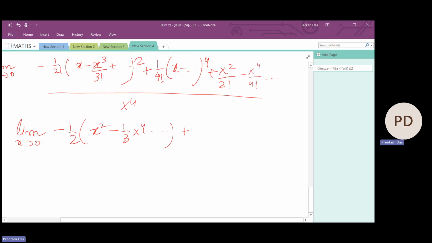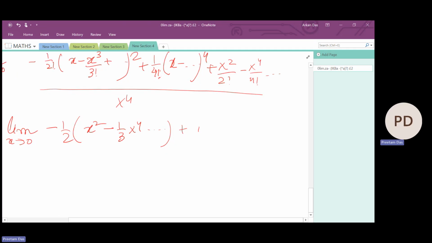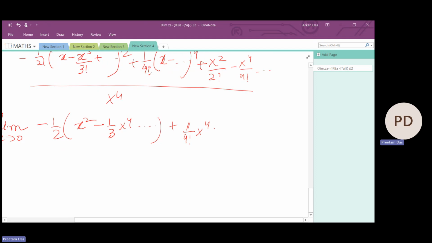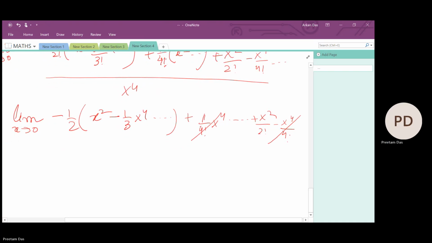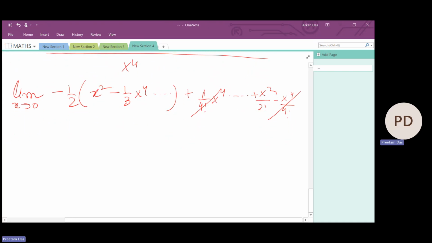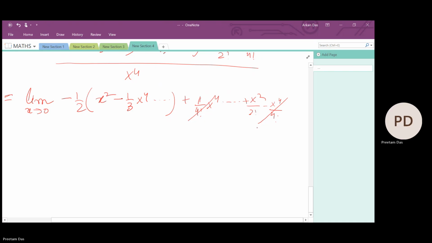Plus, from here, the only term that I need is the first one, x raised to 4. So 1 by 4 factorial x raised to 4. Okay. And then plus x square by 2 factorial minus x raised to 4 by 4 factorial. Again, this will be cancelled. We don't want that. Okay. So overall, what do we get here? There is a division here. x raised to 4.